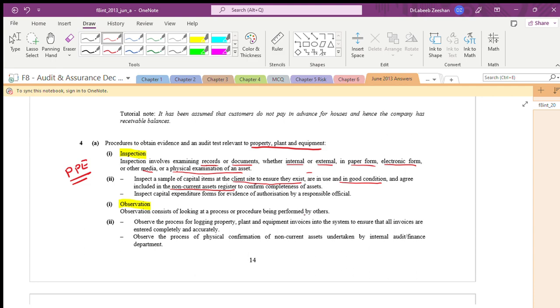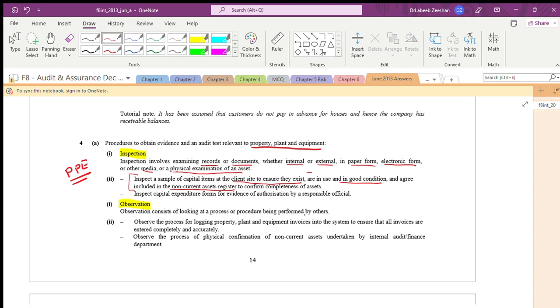The second point they gave you: inspect capital expenditure forms for evidence of authorization by a responsible official. That means they are talking about the documents. It's up to you. I will take the first one.